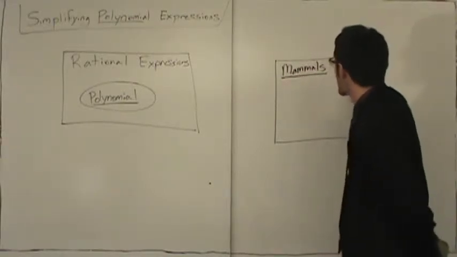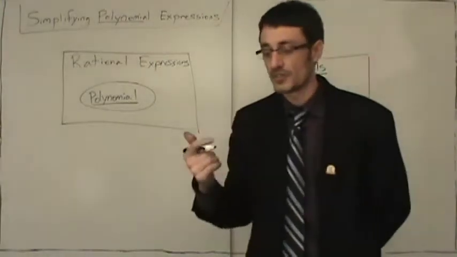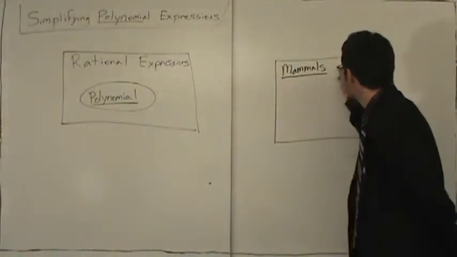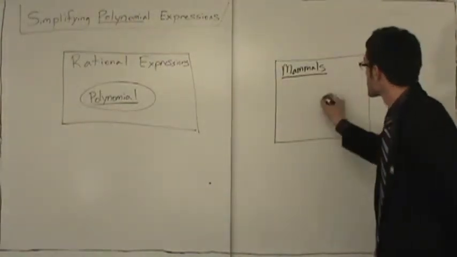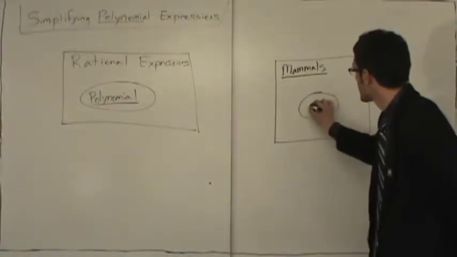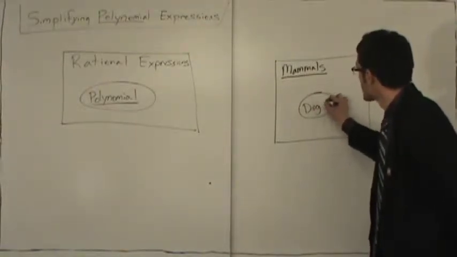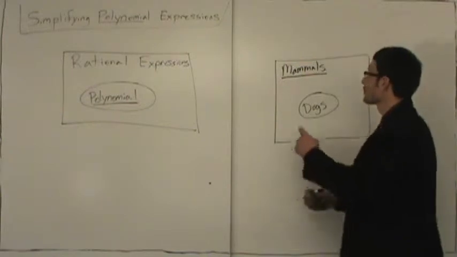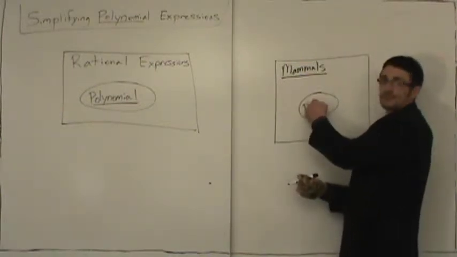This box represents all mammals on the earth. Cows, dogs, okay? Any mammal you can think of. Whales, okay? Within the set of mammals, we have the set of dogs. Now, my question is, is every mammal a dog?